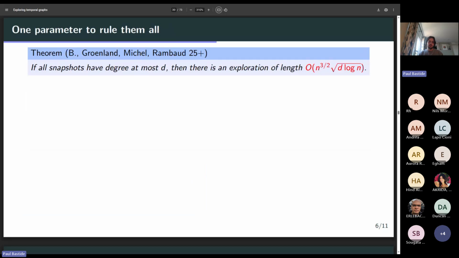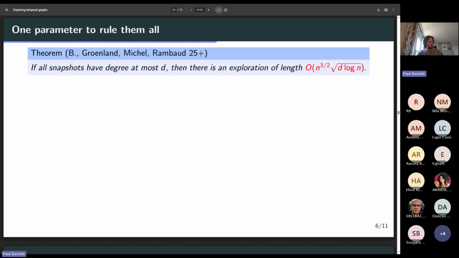What we did with Carla, Lucas, and Clément is improve this. We really looked at this bounded degree snapshot at first, and we managed to improve the polynomial to n to the 3/2 times some function of d and log n. Interestingly, we get the square root of d here, which means that, forgetting about the log for now, if you want to go to the optimal lower bound, it's a bit like trading an n to the 1/2 factor with a d to the 1/2 factor. So this is how far our bound is from being optimal, which is still quite some work to do.